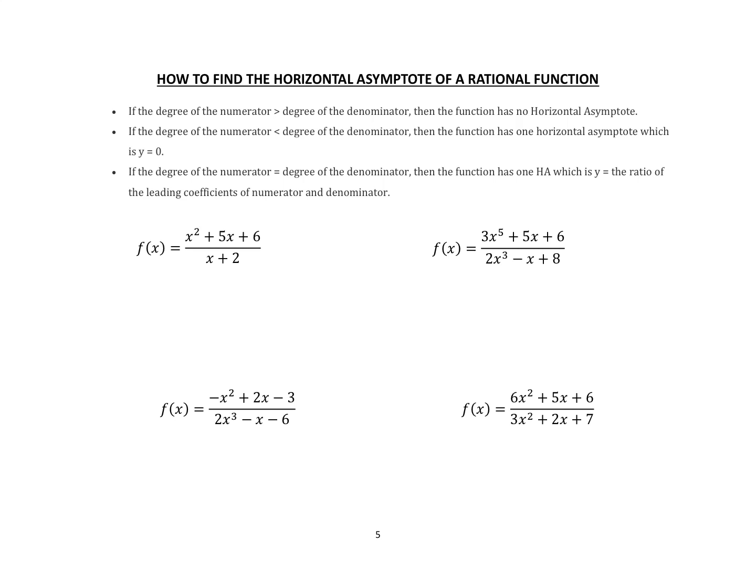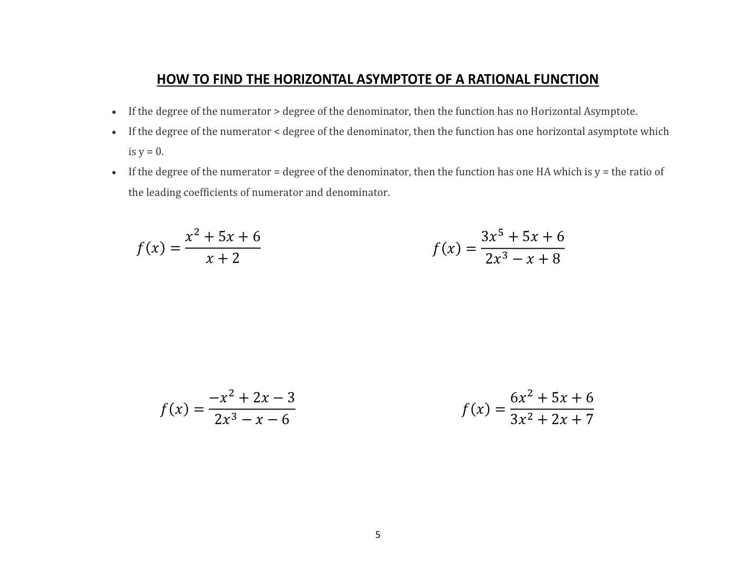In this video we're going to look at how to find the horizontal asymptotes of rational functions. If the degree of the numerator is greater than the degree of the denominator, then we are not going to have a horizontal asymptote. If the degree of the numerator is less than the degree of the denominator, then we're going to have one horizontal asymptote at y equals 0.